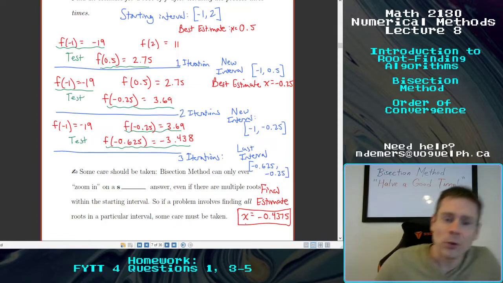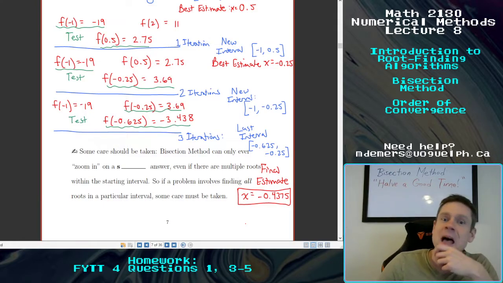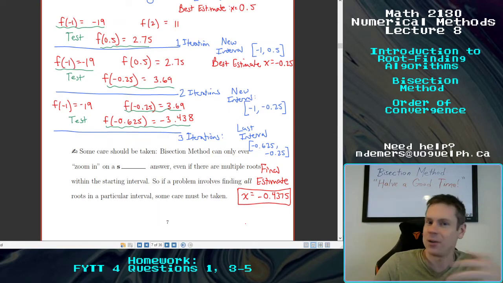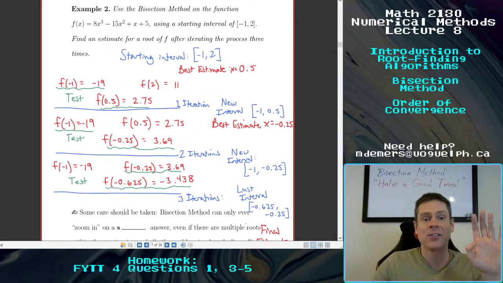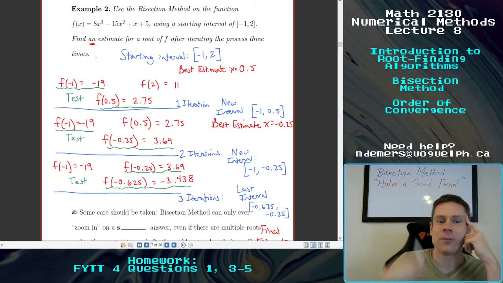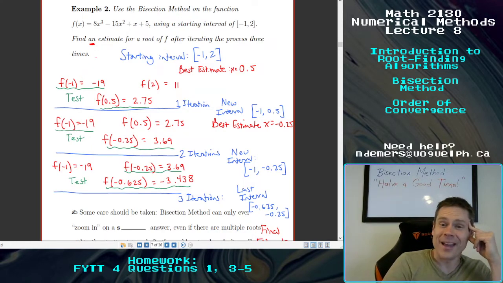Okay, there's one interesting thing here. I want you, as homework, to go and graph this function. You can use graphing software or whatever, but you'll see we've answered the problem, because the problem asks to find an estimate for a root of f after iterating this process 3 times. But it didn't say to find all roots.